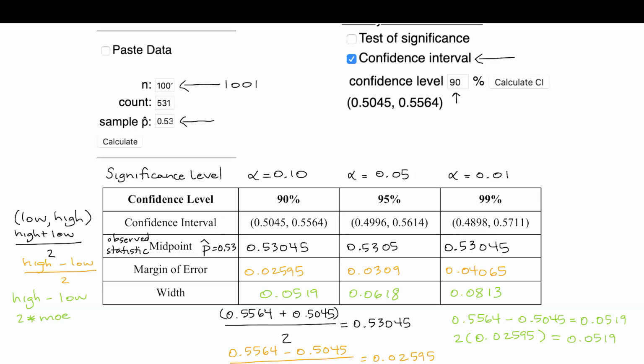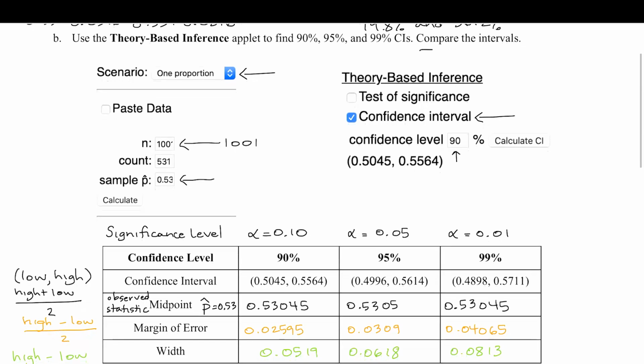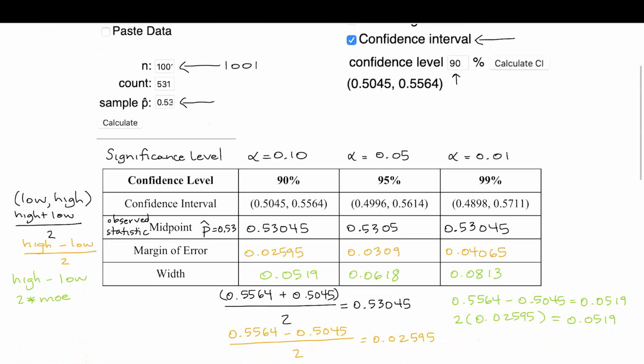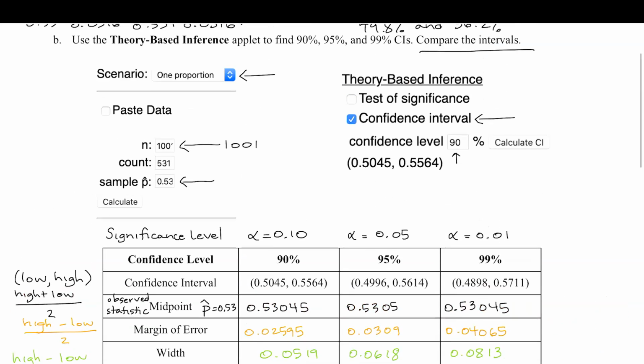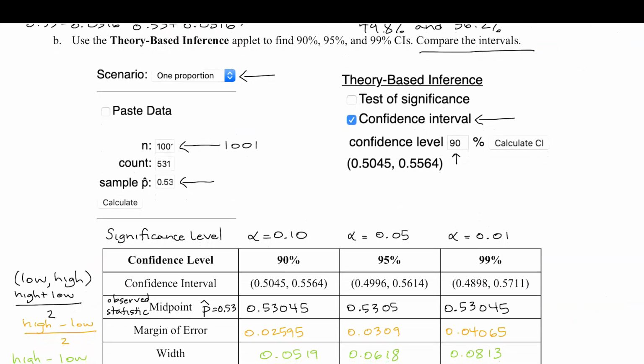So what we want to do now, as it said in the directions, compare the intervals. And specifically, we want to note that one thing is the midpoint stays the same. Again, there's a tiny little bit of rounding error, but when you compare each of the midpoints, it doesn't really matter what the confidence level is. I keep getting 0.53 for my midpoint. On the other hand, my margins of error and my widths are going up. So I'm going to write that here.